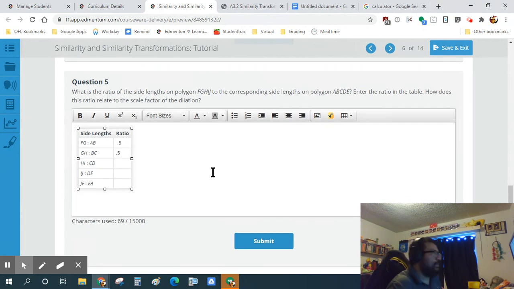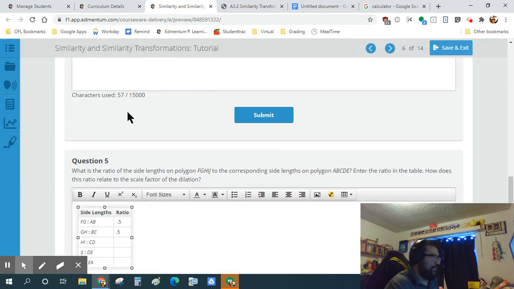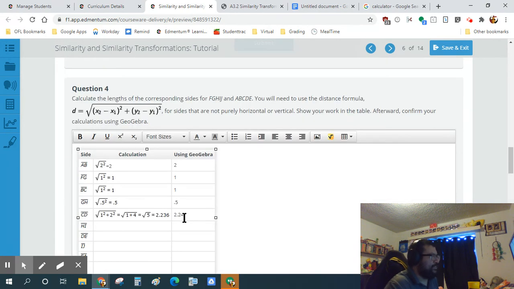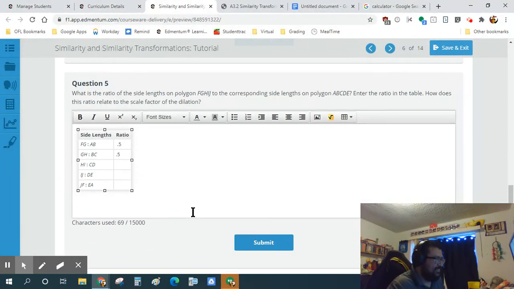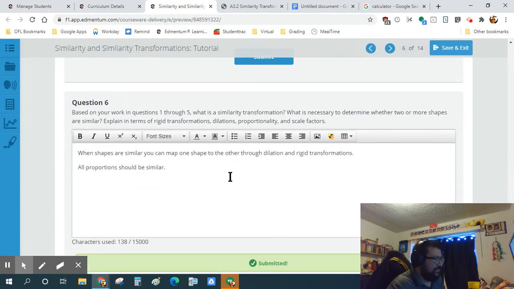Because that's the thing about Edmentum, they try to make you come to the conclusion on your own, which is normally a good idea, but these are very abstract, complicated ideas. So I'll leave that here.